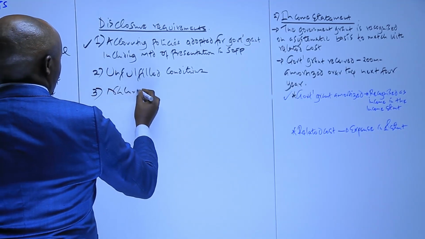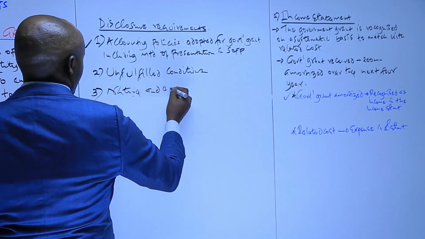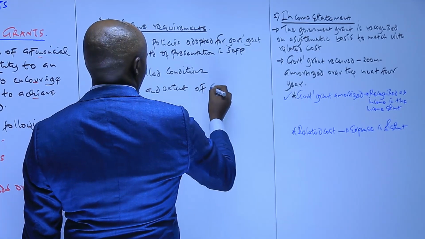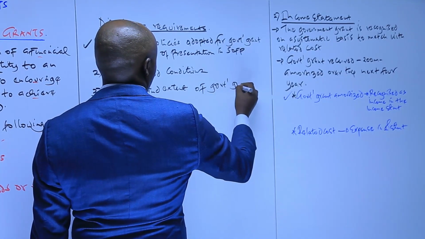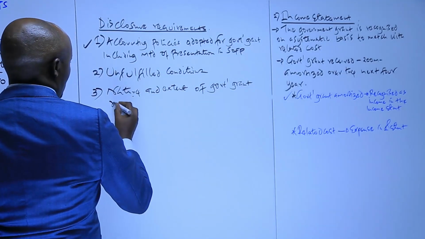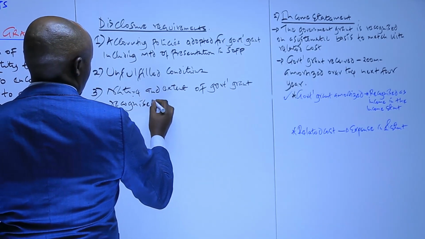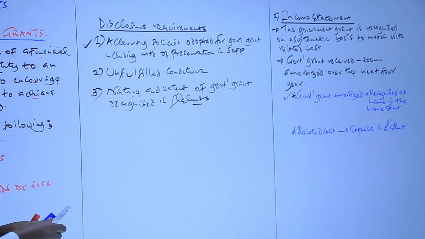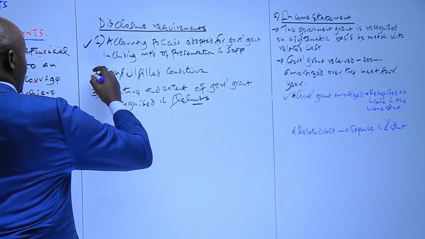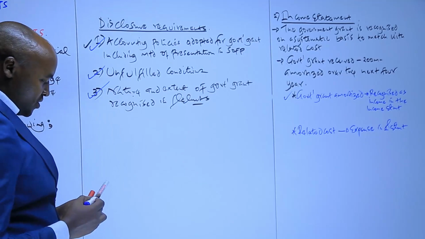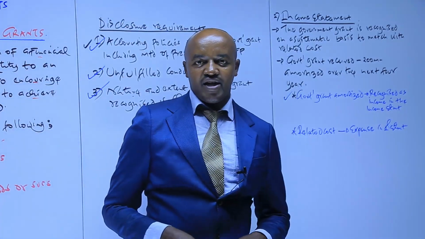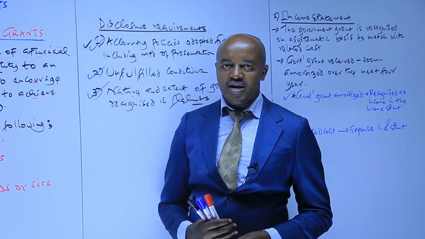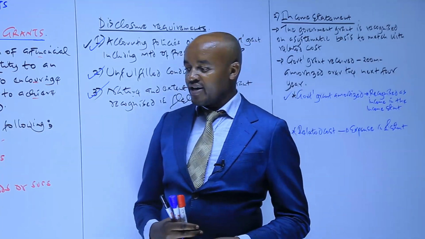And number three, and actually the last one, is the nature and extent of government grant recognized in the financial statements. So this is the information which a company needs to disclose as far as the government grant is concerned. That's what you need to know, and those are some of the issues outlined in this standard, IAS 20.